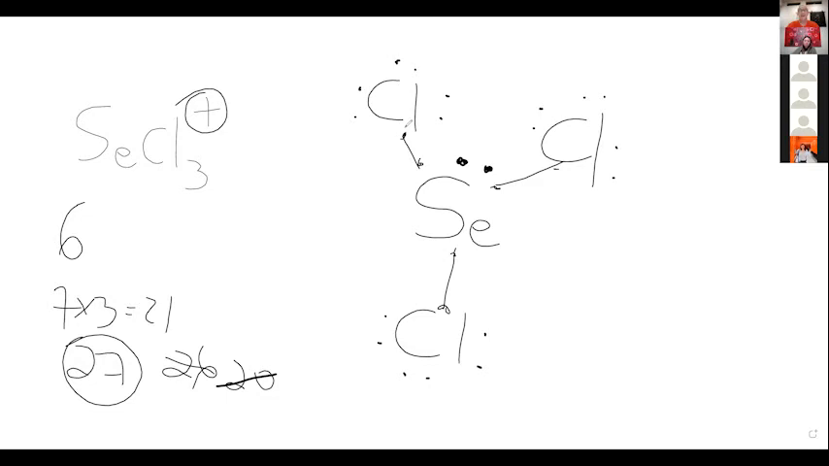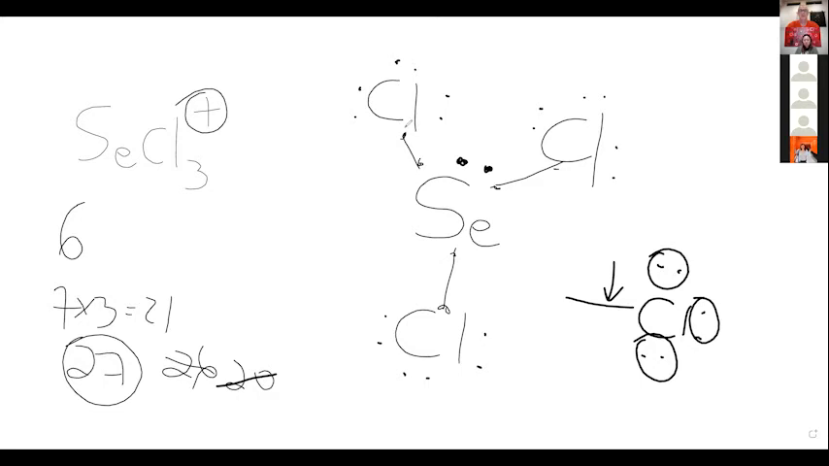So now we check and see what the charges are and whether everybody has an octet or not. So let's look at the chlorines. All the chlorines are the same. All the chlorines have a bond and 6 electrons around them. Do they all have an octet of electrons? Yes, because they have 2, 4, 6, and then a shared bond they can claim, for a total of 8. So they're good.